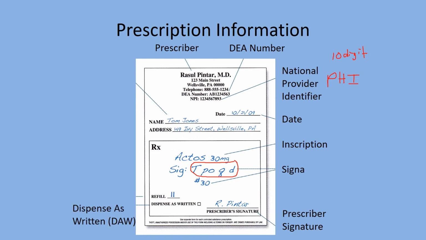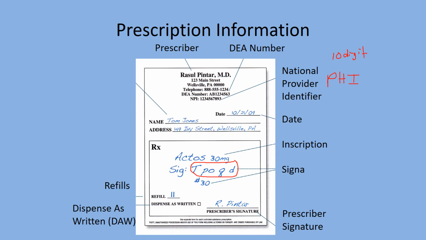Prescriber's signature. Dispense as written if needed, and there are many reasons why you would have a dispense as written code. The doctor can specify a particular brand. The patient can want a particular brand, or if you don't have the generic available, you may have to substitute with the brand, but bill them for the generic price.